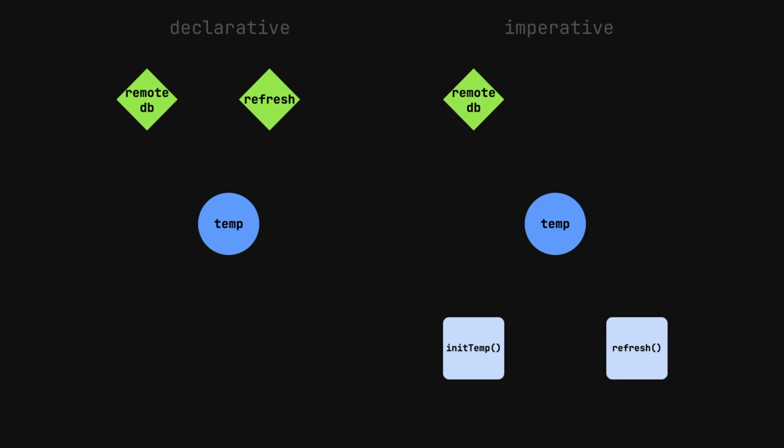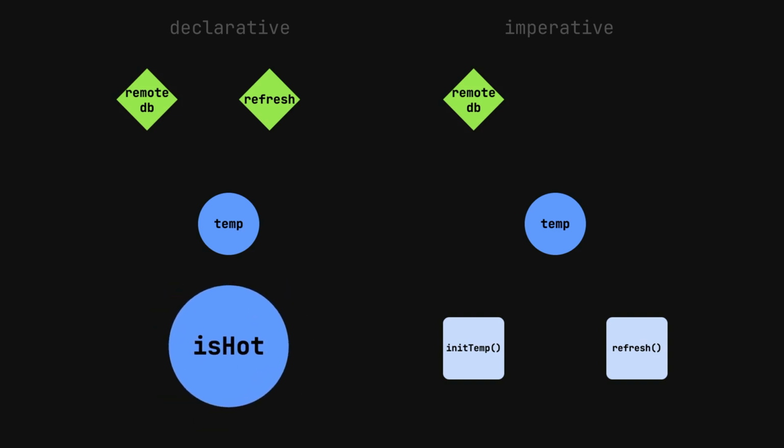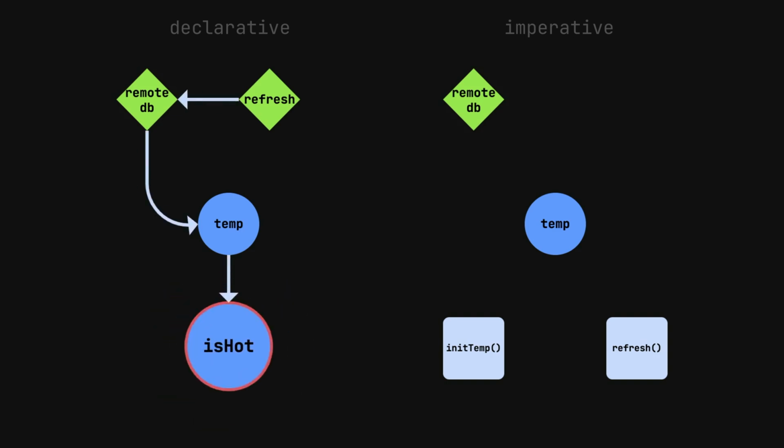Now let's say we want to derive some other value from our temperature value. For example, an isHot boolean that is derived from the current temperature. With the declarative approach, we just use the temperature as the source for this derived value. There is a clear connection between these two values, and the declaration of isHot contains all of the information about how the temperature value is used to determine the isHot boolean. Perhaps more importantly, if the temperature value changes, then isHot will automatically update for the new temperature value with no manual handling required.